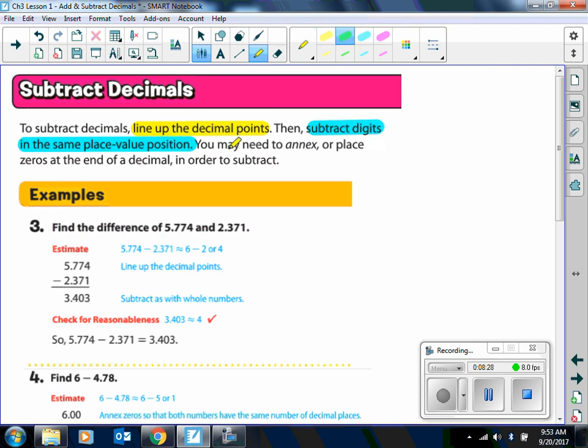Okay? So write this down. You may need to annex or place zeros at the end of a decimal. Okay? And we'll do a couple of examples. We'll do some examples of those too.